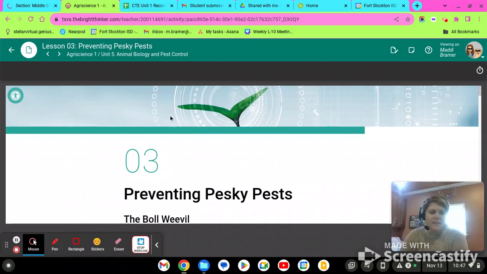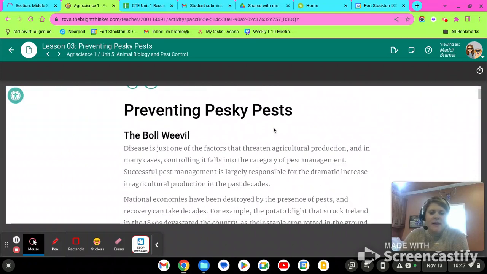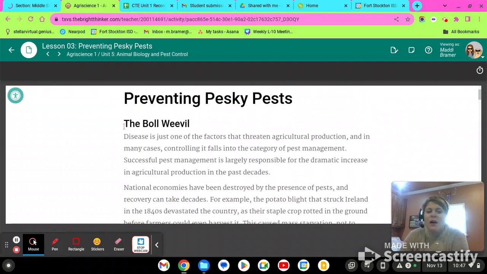Hey guys, so we're in lesson 3 in unit 5, and we're going to talk about pests today. So, preventing pesky pests is what it's called. And they give a really great example of a horrible pest that truly impacted American agriculture. It was devastating. So, that's the boll weevil.